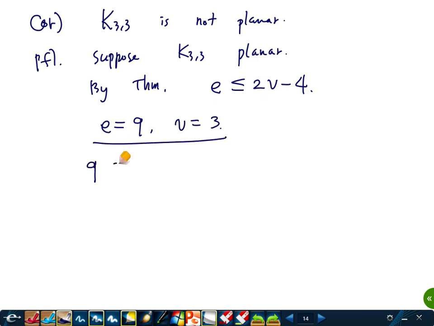We get 9 less than or equal to 2 times 6 minus 4, so 12 minus 4, which is 8. This is a contradiction. That means the graph must be non-planar. That's the end of the proof. It's very simple if you know the theorem.